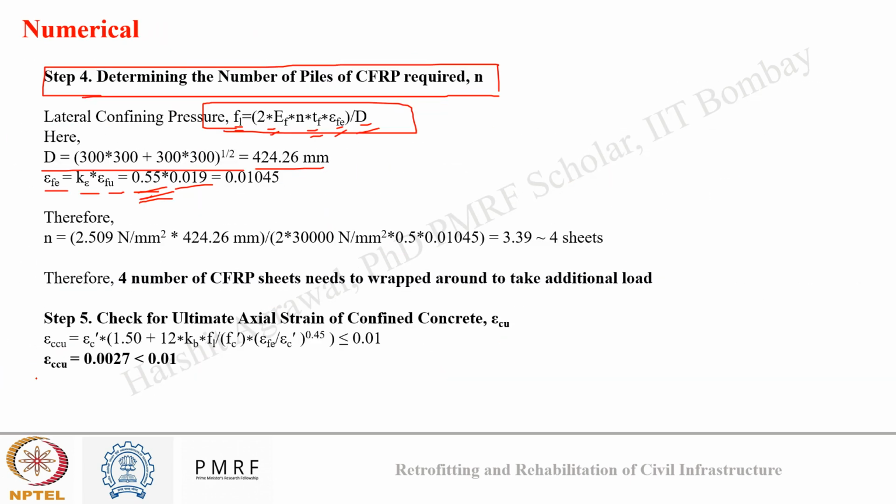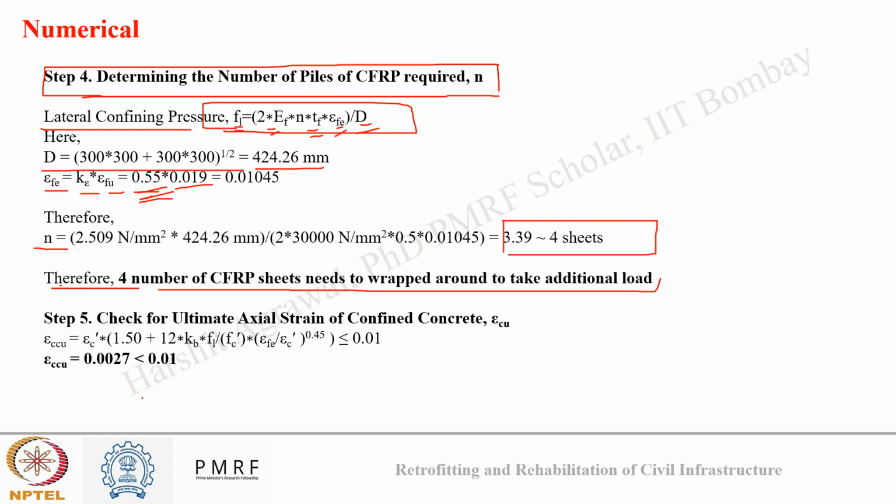So substituting all the values, I can get the number of piles of CFRP that I need to create this much amount of confining pressure. So it will come out to be 3.39. So I will take 4 sheets. Therefore, 4 sheets of CFRP are needed to be wrapped around for taking the additional load.